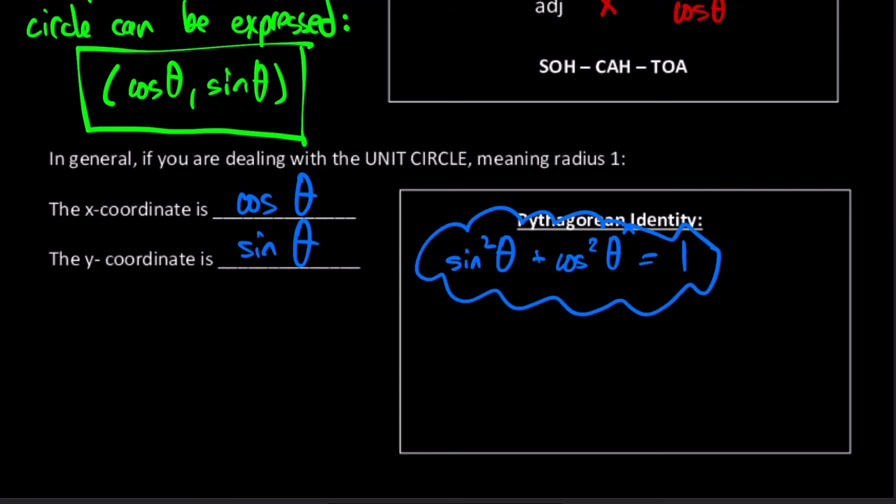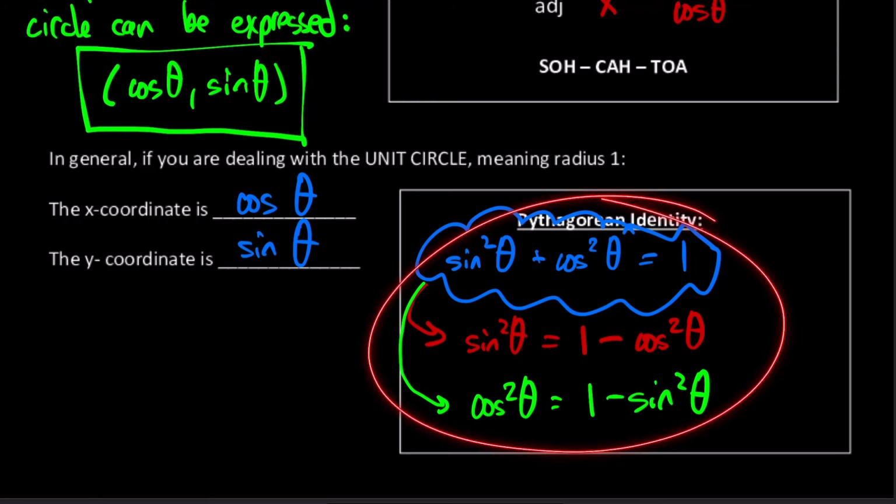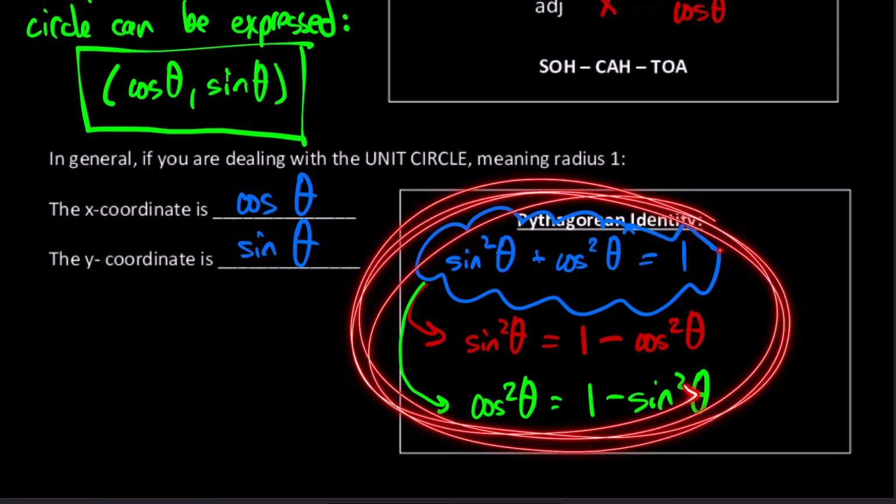From there, we have two offshoots, all right? Let's solve for sine squared theta. If we want sine squared theta by itself, we would just subtract cosine squared from both sides, and we get 1 minus cosine squared theta. The other offshoot is if you want cosine by itself. Cosine squared theta equals 1 minus sine squared theta. We are going to be using these all unit long. You've got to memorize them.